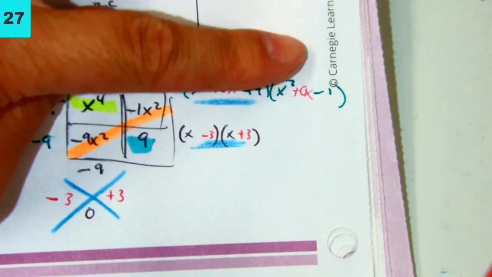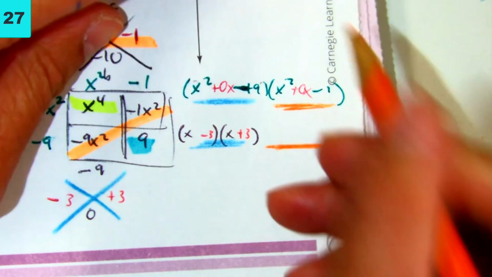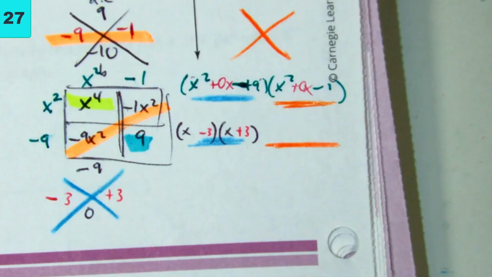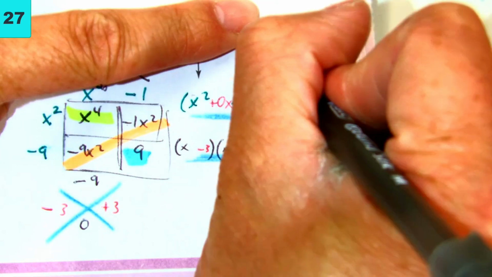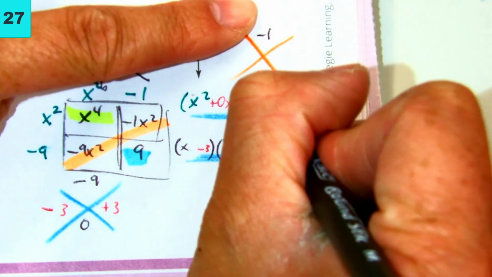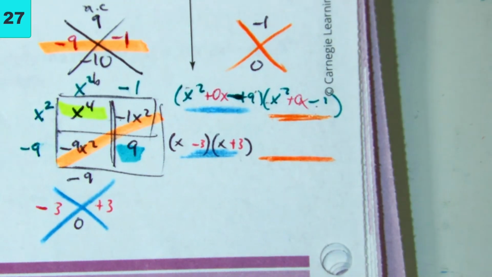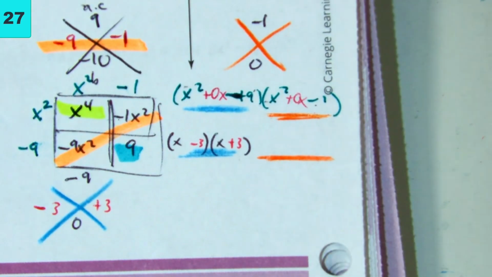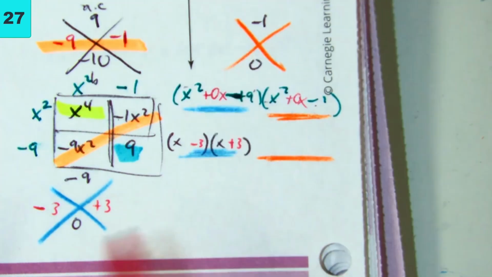Let me do the same thing for the orange. A times C is -1. B value is 0. Partner B whisper to partner A, what are your two numbers? Annalyn, what are our two numbers? Two numbers that multiply by -1 but add to be 0. -1 and +1.